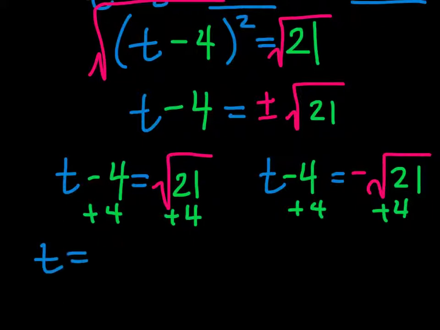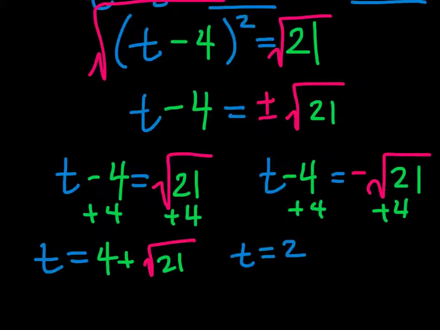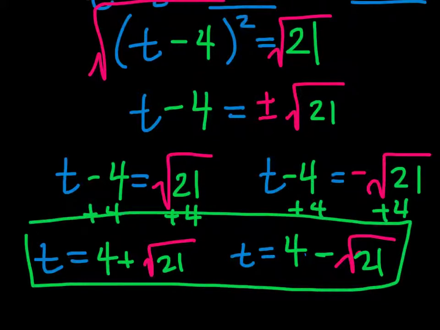So we have t is equal to 4 plus the square root of 21, and we have t is equal to 4 minus the square root of 21. So those are our two answers.